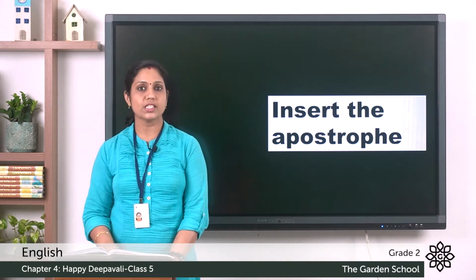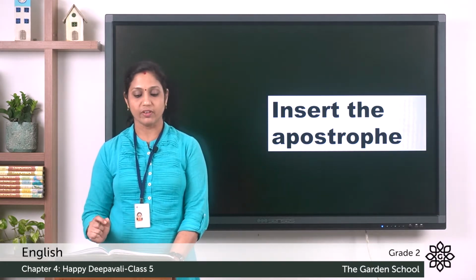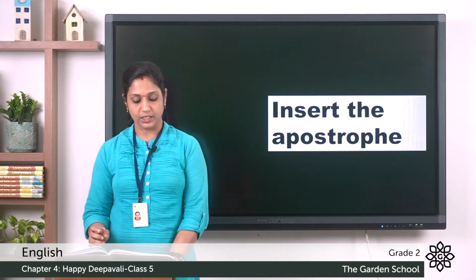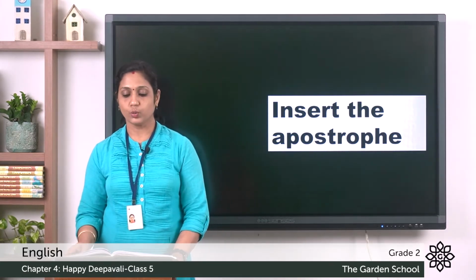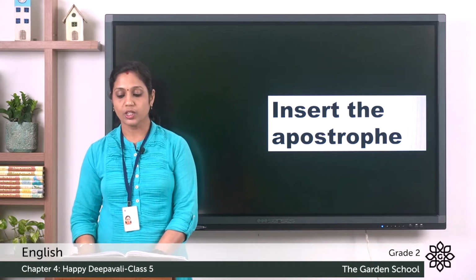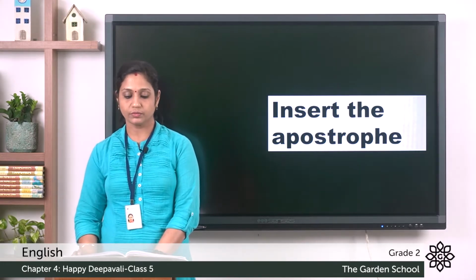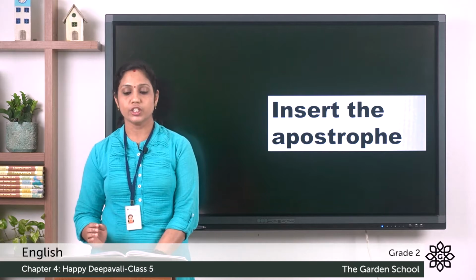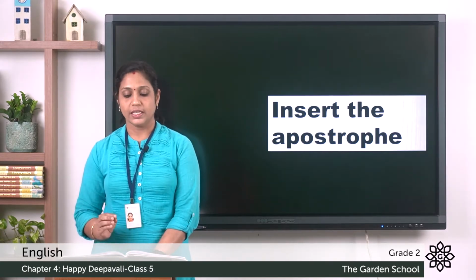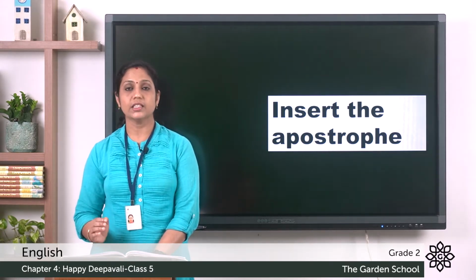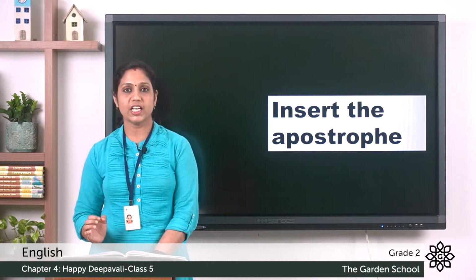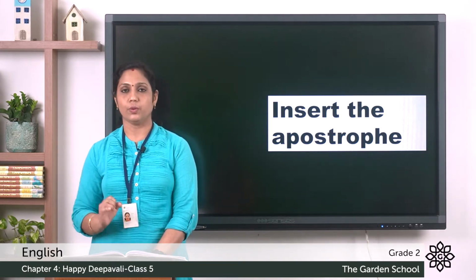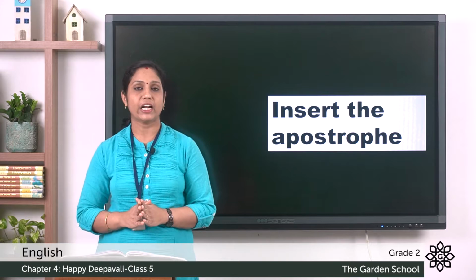Second one, the house that belongs to Rita, and they have given Rita's house. Third, the book that belongs to the girl, girl's book. Fourth one, the cat that belongs to the boy, boy's cat. The toy that belongs to the dog, dog's toy. The cap that belongs to the player, player's cap. The book that belongs to Gina, Gina's book. The football that belongs to the girl, girl's football. Now we have to insert apostrophe wherever it's needed.